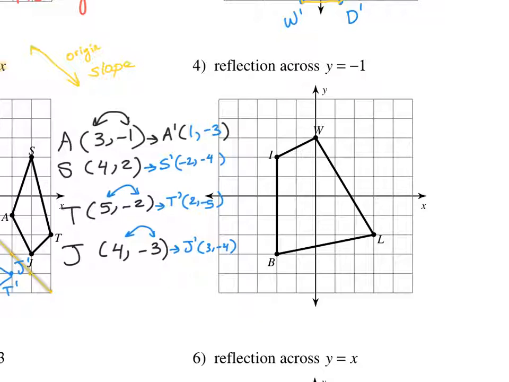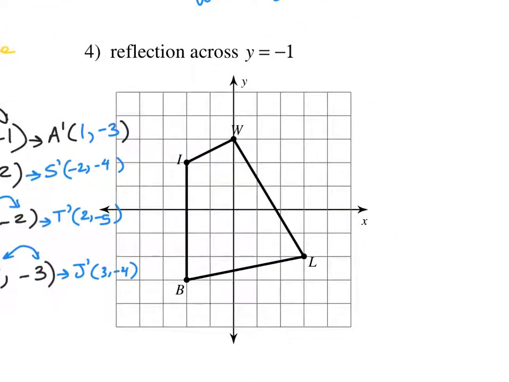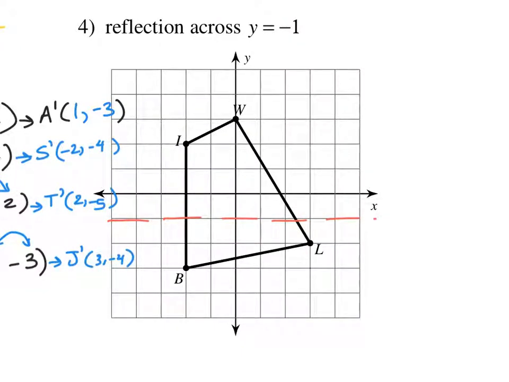Now let's move on to number 4. I would like you to pause the video and try it. So y equals -1 is going to be this line. So go ahead and reflect across this line. Okay, let's go ahead and try. So the W is 1, 2, 3, 4 steps away. So I continue 1, 2, 3, 4. So that's going to be my W prime.